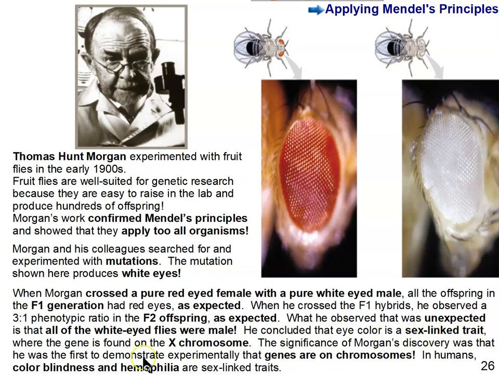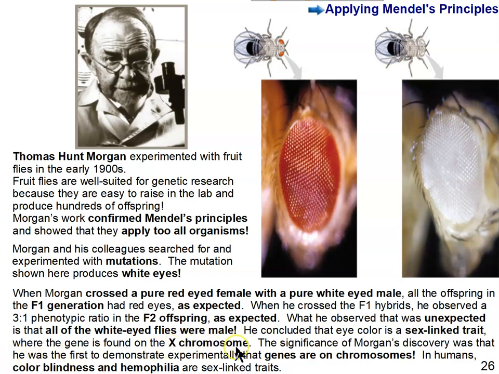Just like in humans, hemophilia is a sex-linked trait, and color blindness is a sex-linked trait. What that means is that the gene for that character is on the X chromosome. So a sex-linked trait is a trait in which the gene is on the X chromosome.